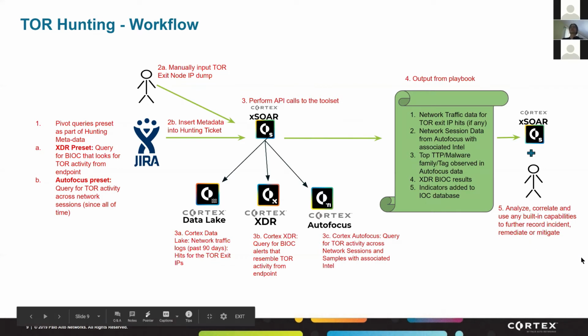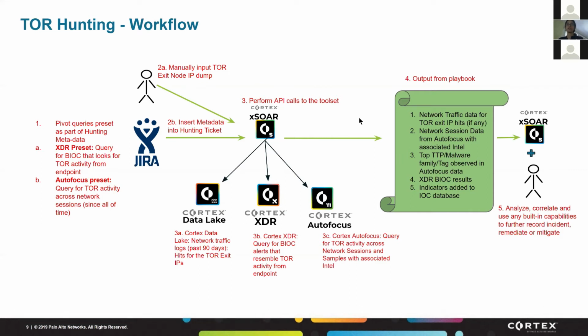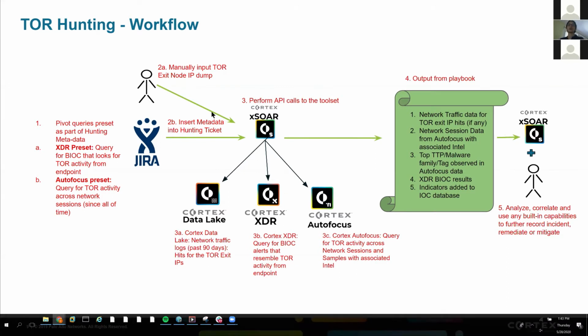So let me just quickly go through the workflow here. It first starts off with us inputting all the relevant presets for the hunt. Meaning the exit node IP dump can be taken from very many sources, either from your threat intelligence platforms or from other open source intelligence sources as well. And then you will have to preset some of the metadata for the hunt for the tool sets that you're going to use.